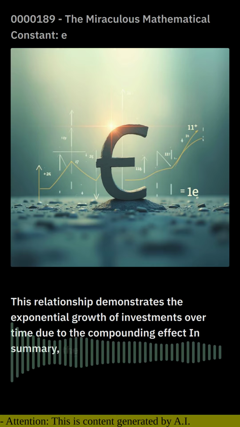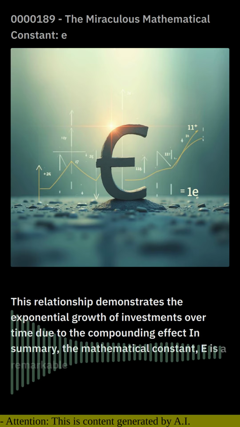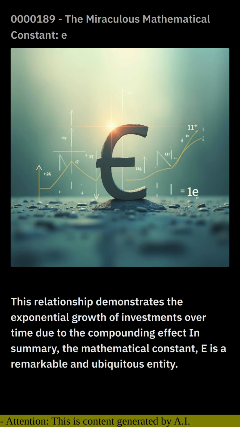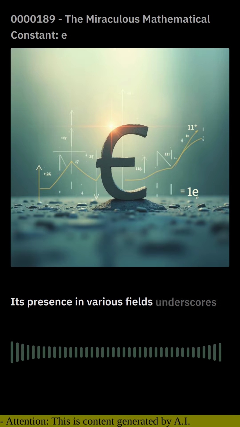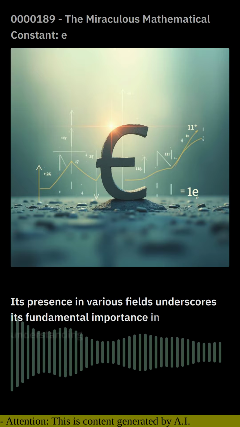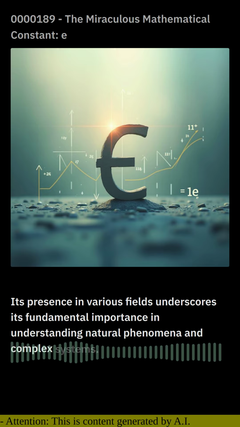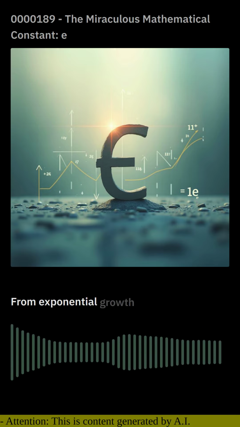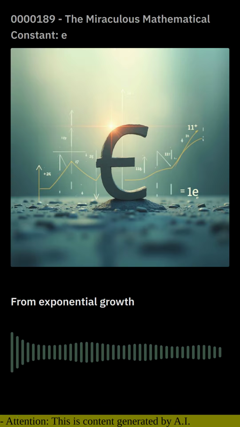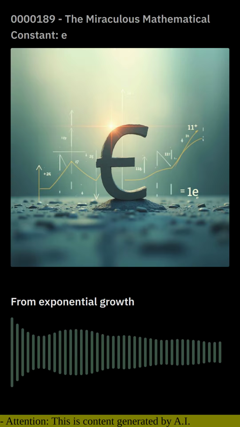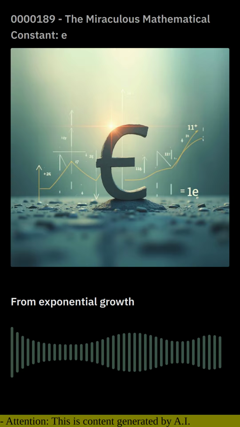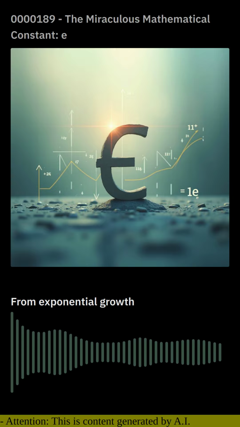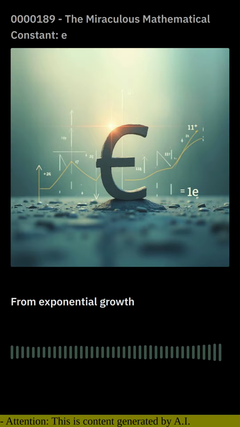In summary, the mathematical constant E is a remarkable and ubiquitous entity. Its presence in various fields underscores its fundamental importance in understanding natural phenomena and complex systems. From exponential growth to financial markets, E continues to fascinate and inspire mathematicians, scientists, and artists alike. Its enduring legacy, as a symbol of mathematical elegance and practical applicability, ensures its place as one of the most intriguing and essential concepts in the scientific realm.